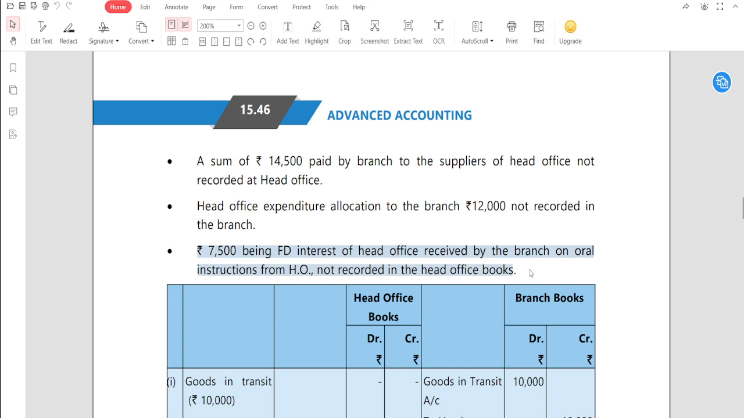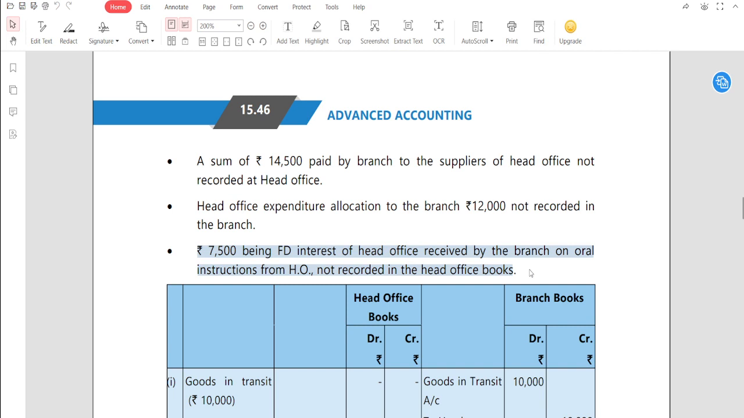7,500 has been given as FD interest of the HO, received by the branch on oral instruction from HO. Oral means verbal, not recorded in the HO books. So we understand how this different sort of transaction has been impacting both the branch books as well as the HO books. That is the biggest fundamental. Perfect. This is how it is going to impact us.